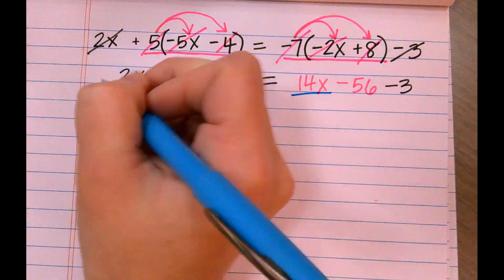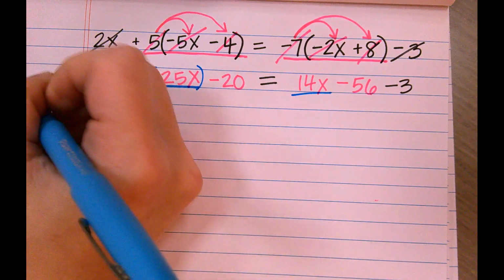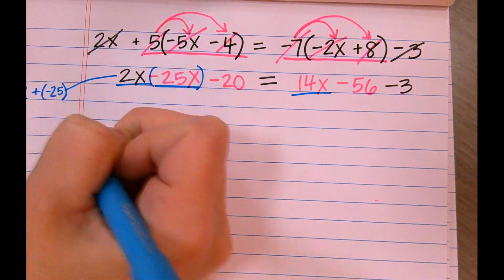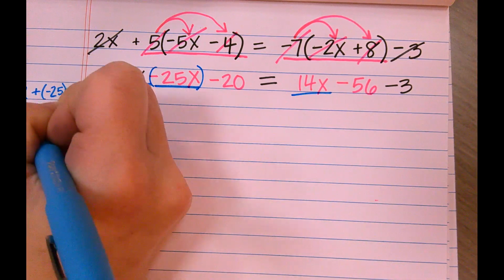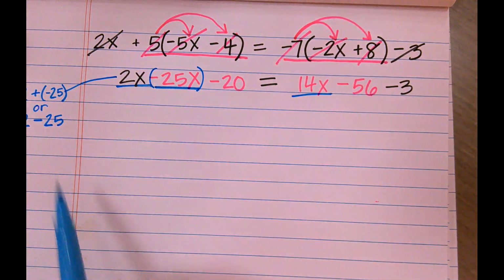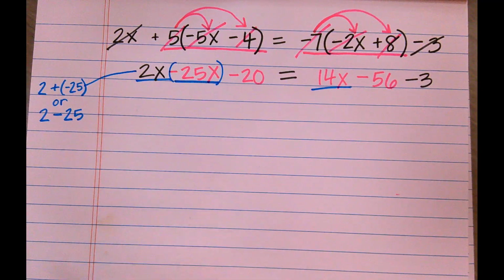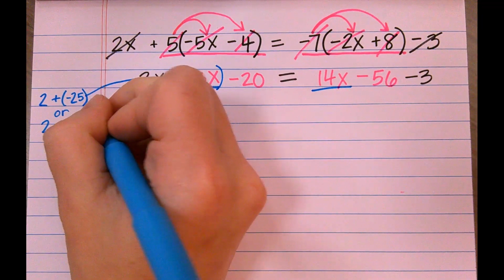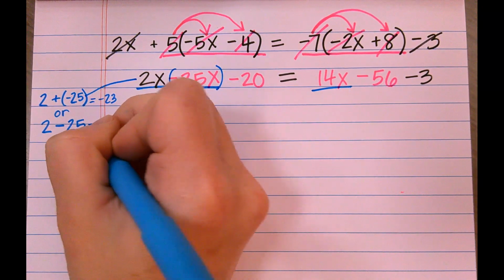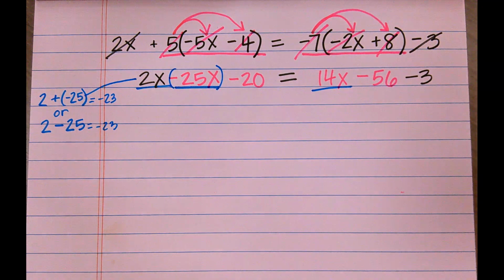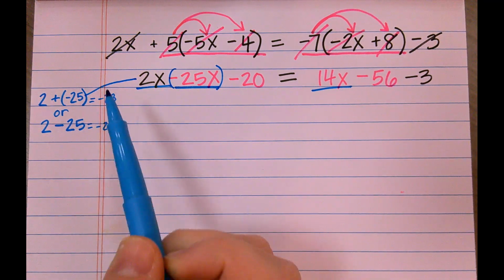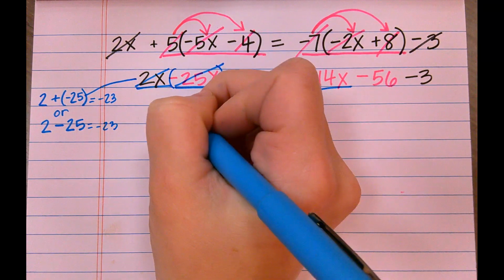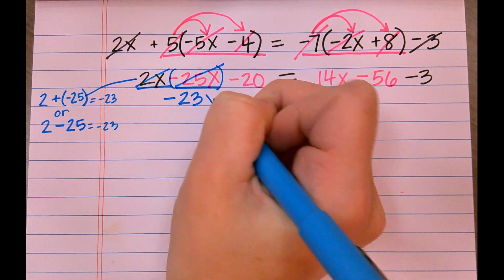If you are wanting to write out to the side how you did that, I can say 2 plus negative 25 or 2 minus 25. Either way, we're still going to get negative 23. We still bring down the x. So when I combine those, I get negative 23x.